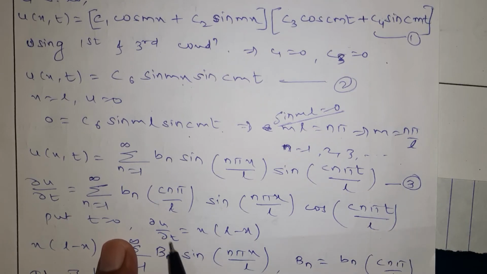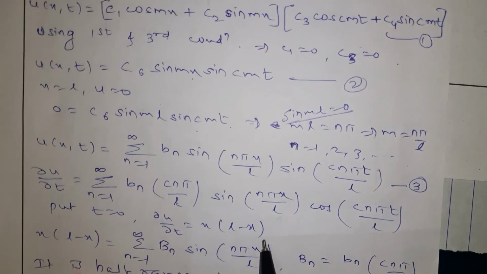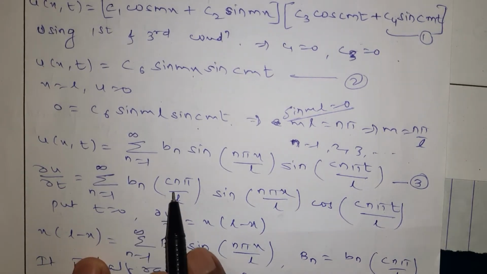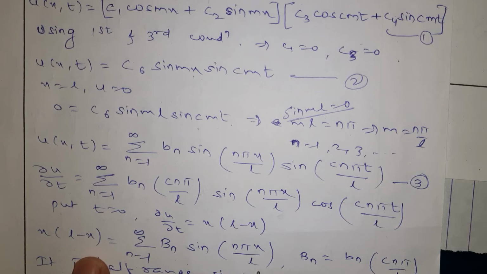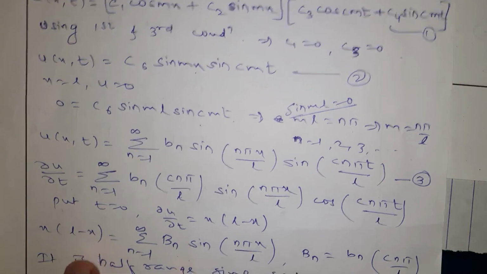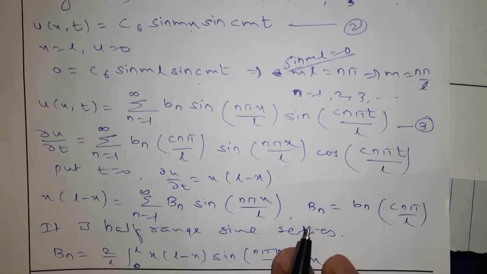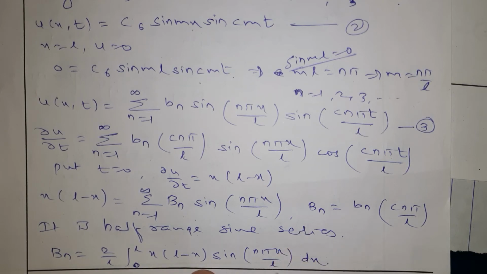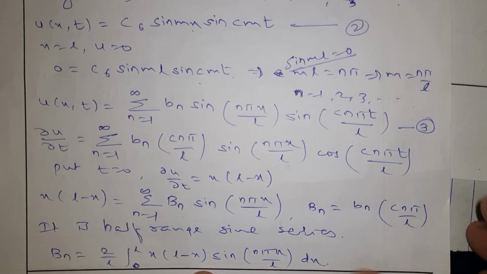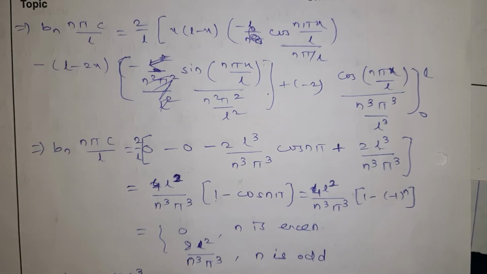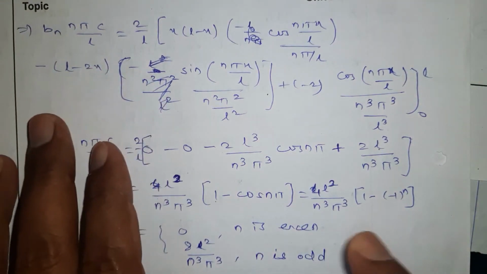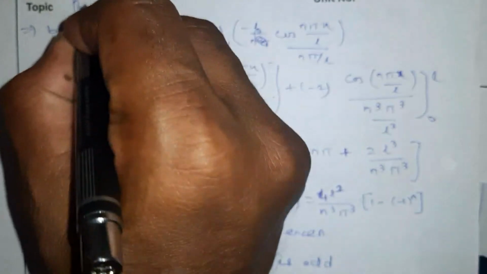Put t equal to 0, and dou u by dou t is x into (L minus x). So I get x into (L minus x) equal to summation n equal to 1 to infinity of bn c n pi upon L, a constant, replaced by another constant Bn, times sin(n pi x upon L). What is it? It is a half range Fourier sine series, and we know the formula to find Bn. Do you remember? 2 upon L integral 0 to L x into (L minus x) sin(n pi x upon L) dx. How are we going to integrate it? Now start the calculation. Bn into n pi c upon L means here your capital Bn. Correct? This is nothing but your capital Bn.